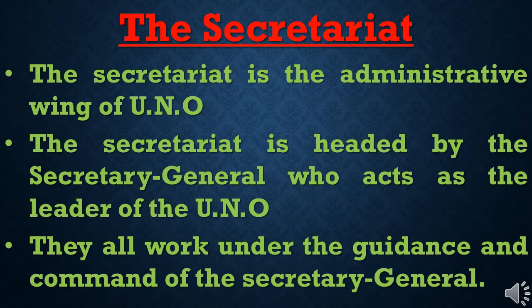The Secretariat. The Secretariat is the administrative wing of the UNO. The Secretariat is headed by the Secretary General, who acts as the de facto spokesperson and leader of the UNO. There are about 10,000 staff members selected from different countries working in the Secretariat. As international employees, they have to take an oath that they will not receive any instruction from their own country. They all work under the guidance and command of the Secretary General. They help the UNO to carry out its responsibilities as best as possible.